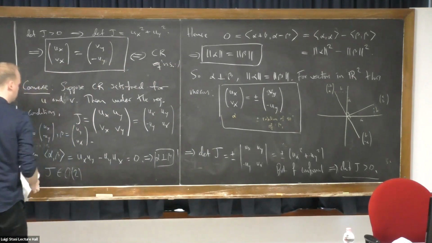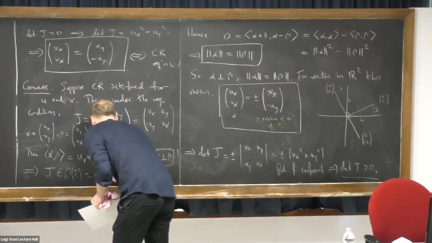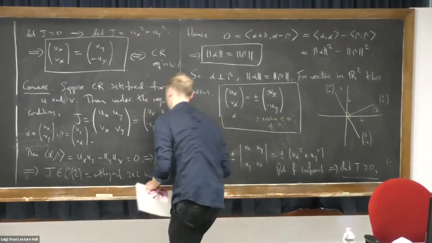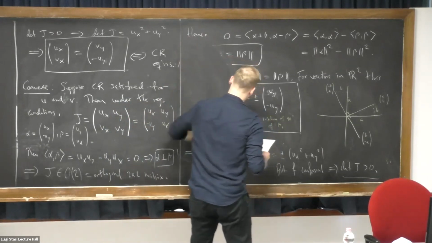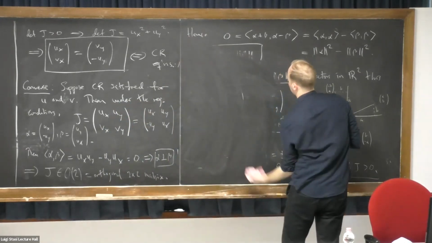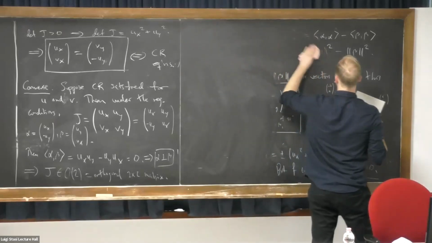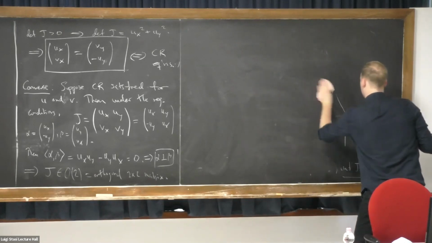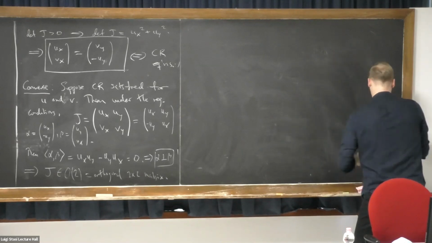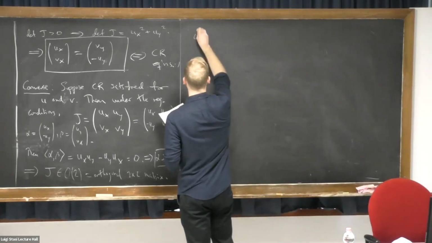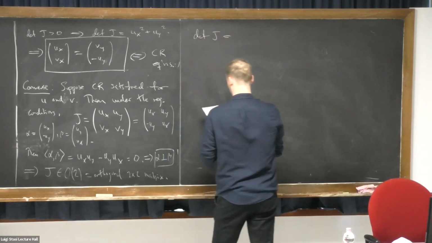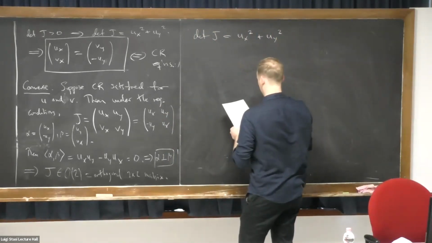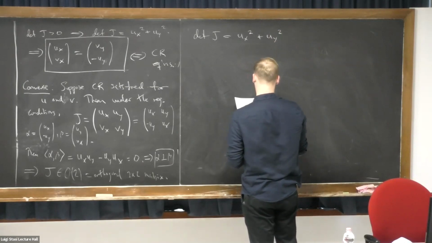It's in O of 2. So this is an orthogonal 2 by 2 matrix. Okay, and I don't know how familiar you are with these orthogonal matrices, special orthogonal matrices, and so on. But we don't really need much for it. So let's just also note what is the determinant. The determinant of this matrix is ux squared plus uy squared, which is in particular positive.